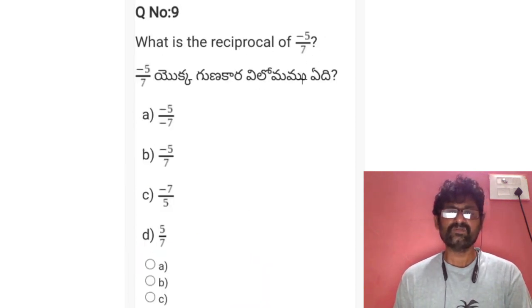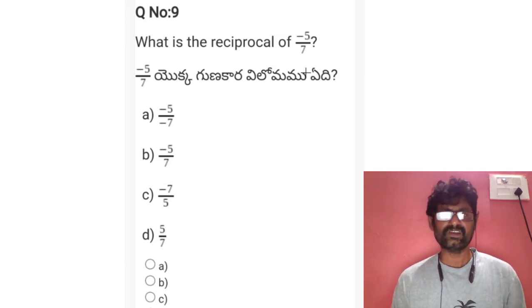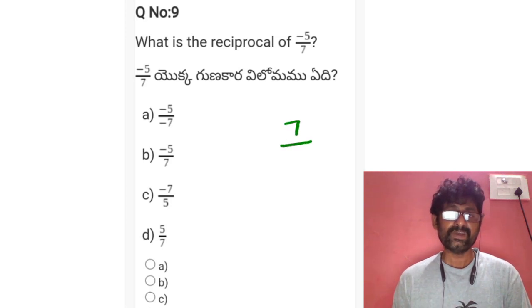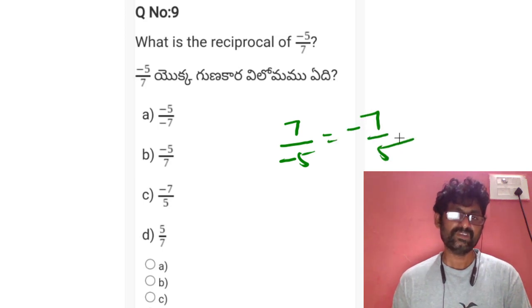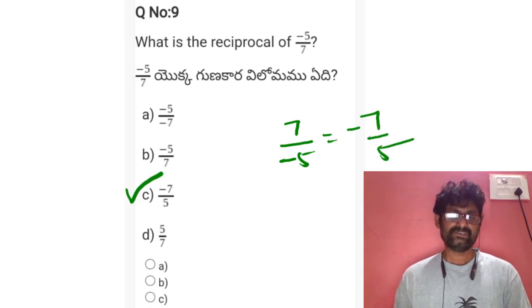What is the reciprocal of negative 5 by 7? That is very simple. Just switch numerator and denominator. That means swap numerator and denominator. So 7 by negative 5. This is the reciprocal of negative 5 by 7. That is equal to negative 7 by 5. So option C is correct. Let us go to the next, 10th problem.